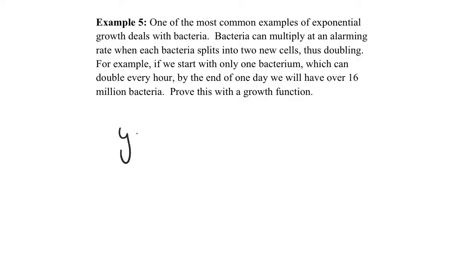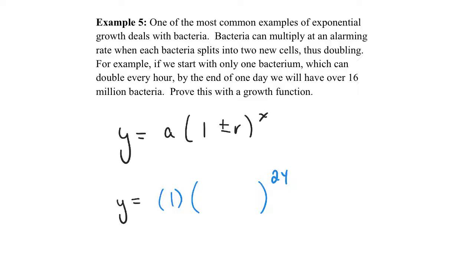So let's start with our function. It's doubling every hour. And it says that we start with only 1 bacteria. So let's put a 1 in for A. Every hour it's doubling, and by the end of the day, how many hours are in a day? So X is 24 time periods elapsed. Again, it doubles every hour. This tells me that the units of X are hours. And since there are 24 hours in a day, it's important to write this as 24, not 1 day.